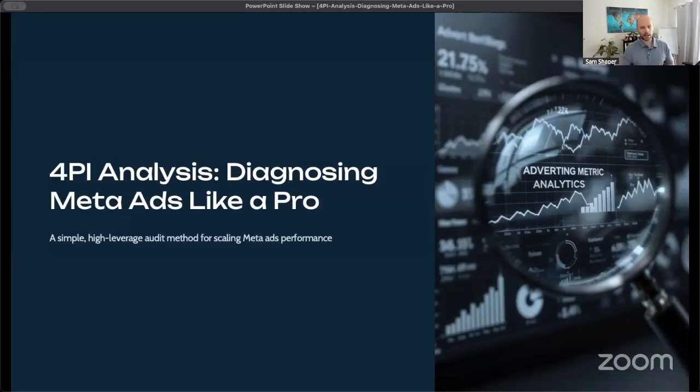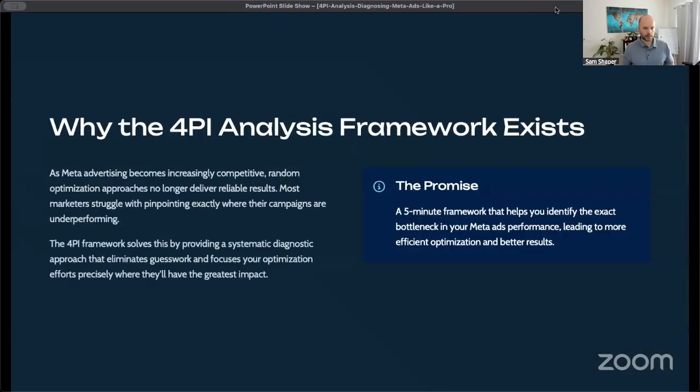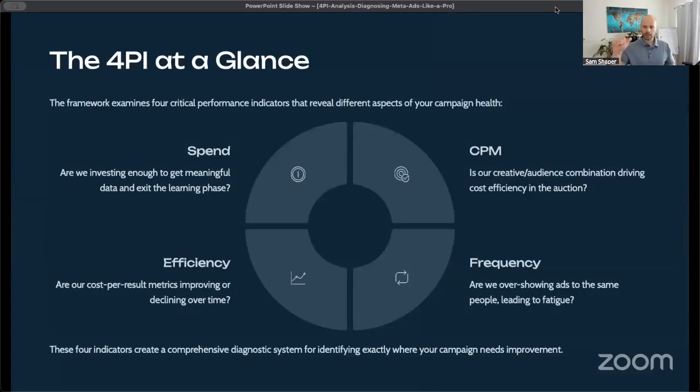So 4PI is a method of doing that, and it has 4 key components to it, which I'll skip ahead to: the spend, CPM, frequency, and we label it efficiency, but that's cost per result, cost per lead, cost per purchase, whatever it is you're optimizing for. And by analyzing and understanding how these 4 metrics intertwine and work together, you can then start to understand, again, what role a particular creative is playing in the account.